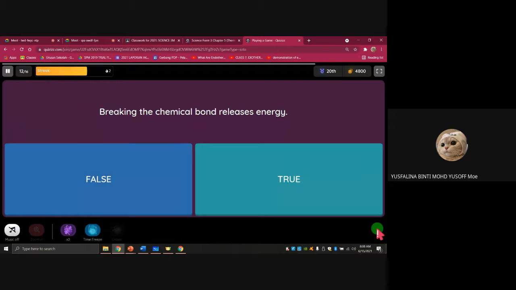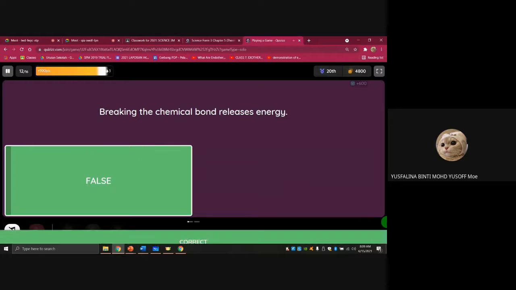Okay, number 12, breaking the bond releases energy. So for this one, I would like to call Cheong Heng Sheng. When you break the chemical bond, it will release energy. Is it correct? Which one is your answer? False. Okay, breaking the chemical bond absorbs energy. It releases energy if you want to form a bond. So the answer is false.